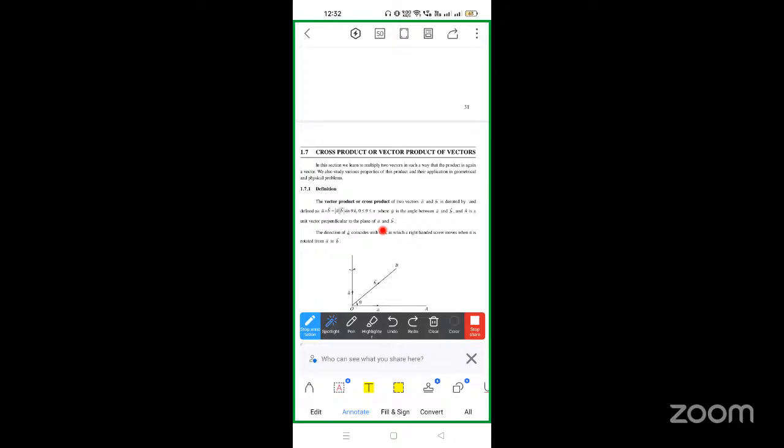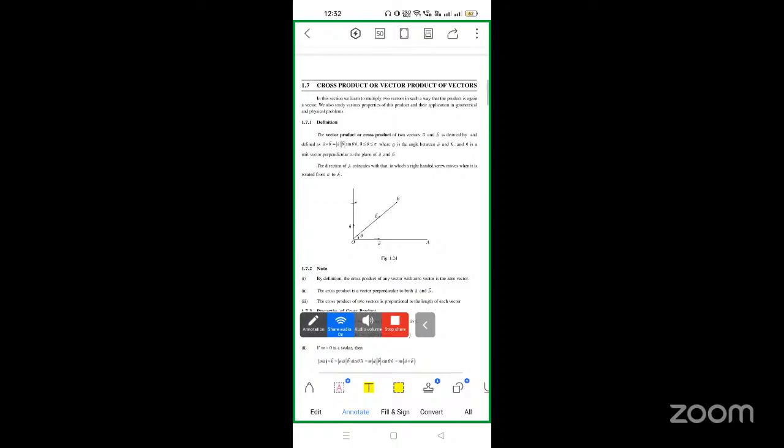A bar and B bar. The direction of n bar coincides with that in which a right-handed screw moves when it's rotated from A to B. So we can see here the rotation of n from A to B. Clearly, O to A is the A bar vector, O to B is the B bar vector, and n is the perpendicular vector to the plane. So that is n bar, and the angle between the two vectors is theta.